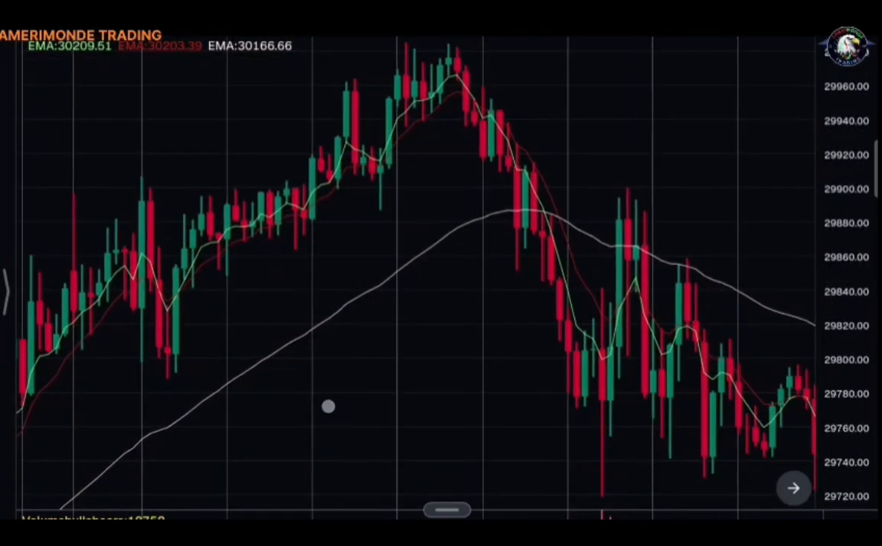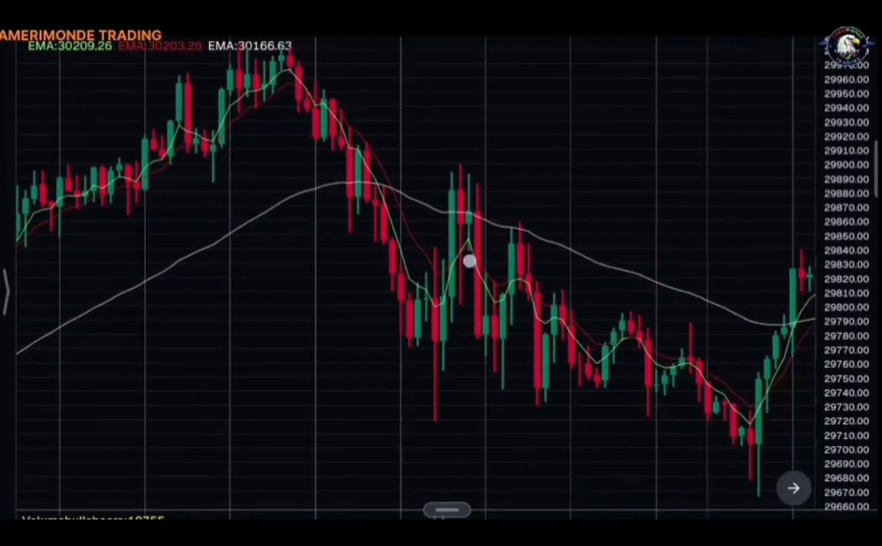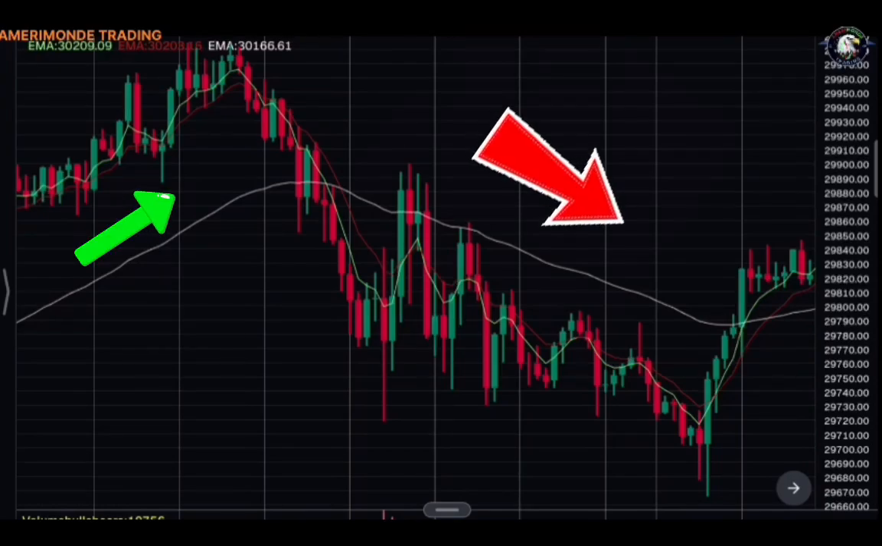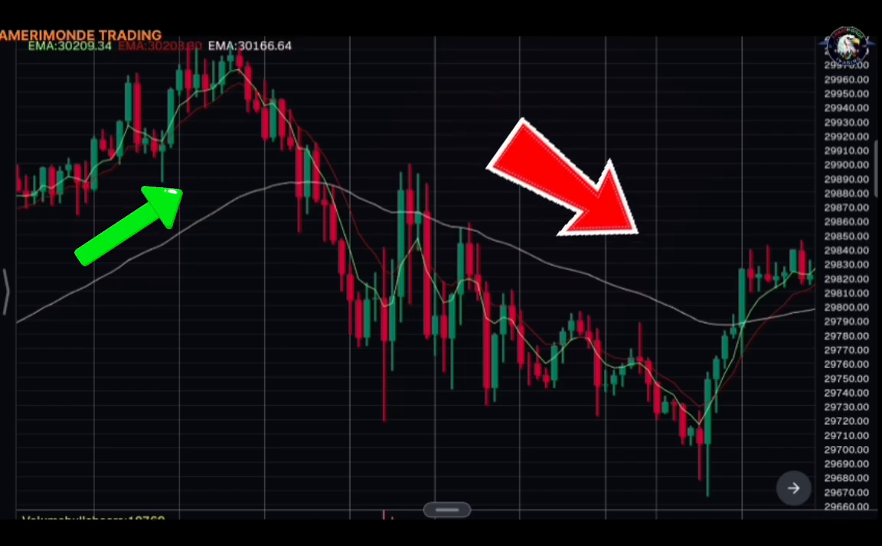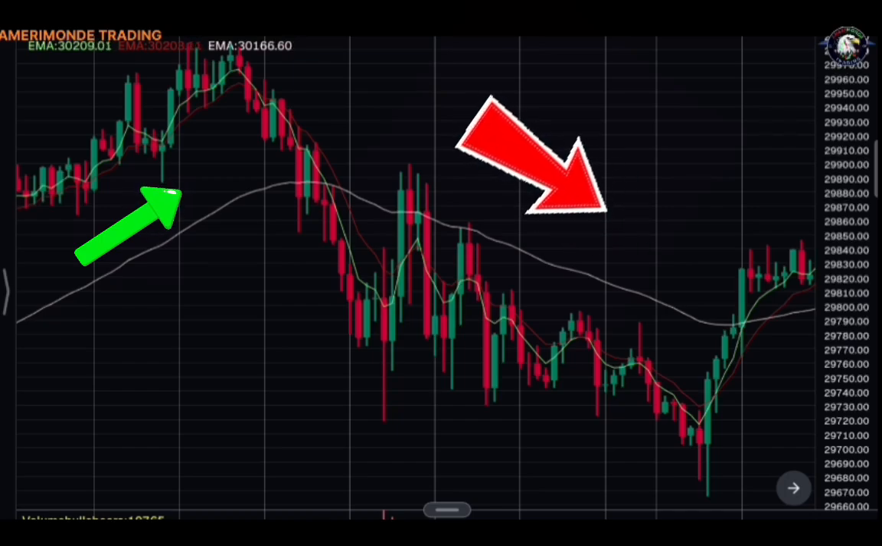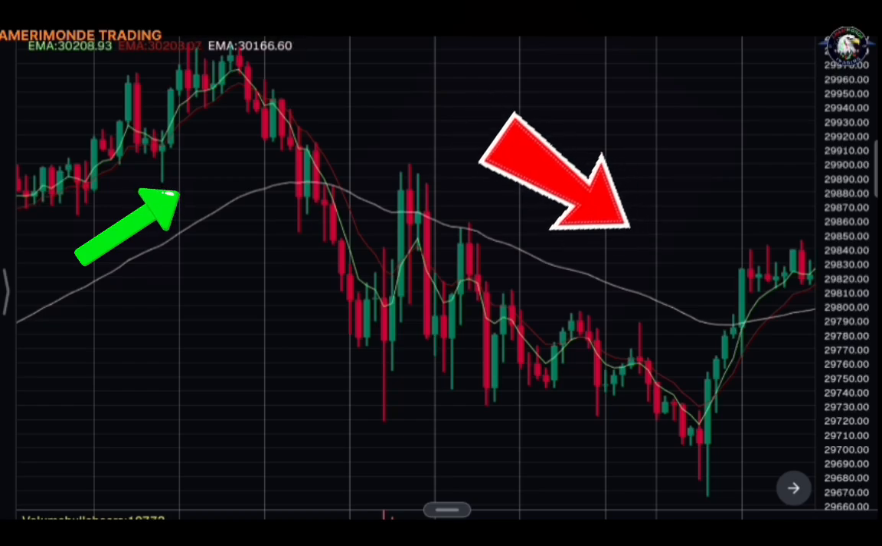We never think about shorting here. Now, look at the red line, EMA 15. It's at 30166, and green line EMA 5 is at 30259. Green is above red. Red is above white. This is what I call full bullish alignment. 5 above 15 above 55. When you see this, this is momentum. Don't try to be a hero and short this. This chart is telling you buyers are in total control.